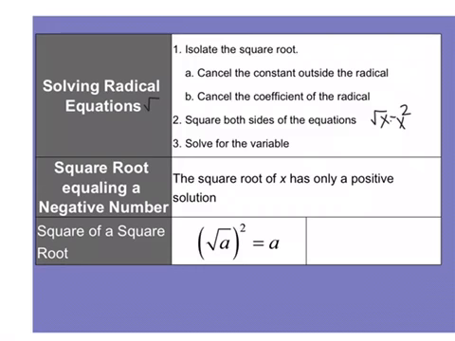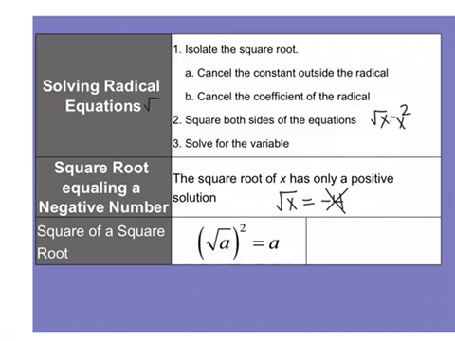A square root of x has only a positive solution. It's really important for us to remember that. Basically, because remember, if I'm taking the square root of x and that equals -4, there is no number that I can plug in, take the square root, and get -4. That does not work. So make sure that the square root of x has only a positive solution. If you get a -1, we just cross it off.